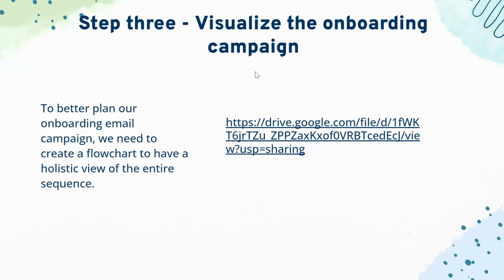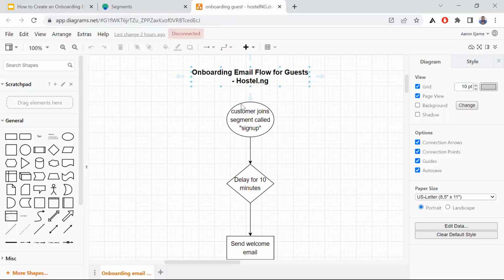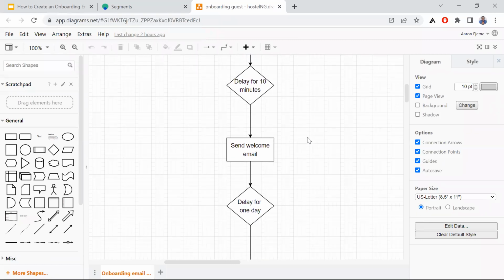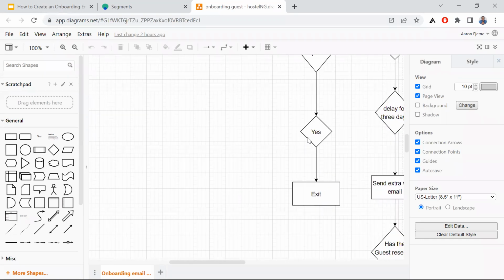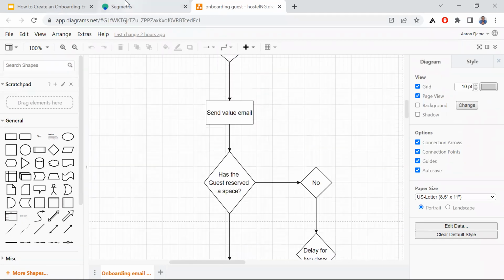So step 3 is that we need to visualize our onboarding email campaign. Before even going to Engage to create your automation sequence, it's always advisable to visualize this using a flow chart, because that is going to guide us step by step when creating our onboarding email campaign. For this example, I did that already. So I built this flow chart to show you the steps we are going to take when creating our onboarding email sequence. So we can check this as yes. So what's the next step after that?